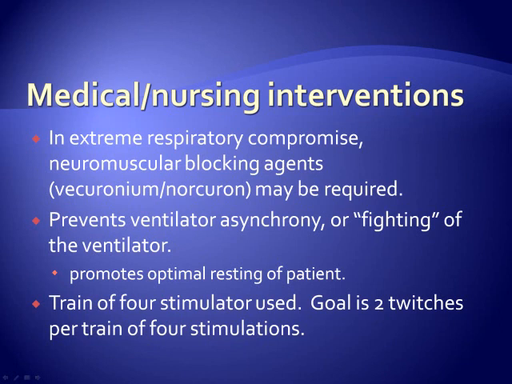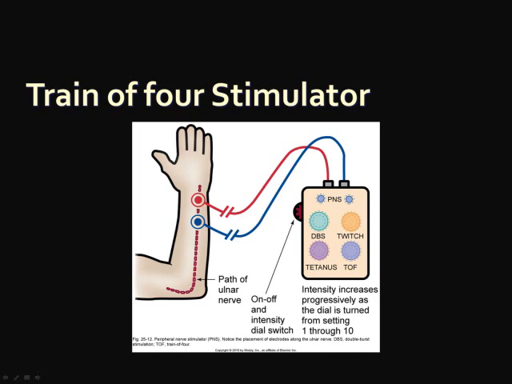In order to make sure that our neuromuscular agent is doing enough, but not too much, we're going to use a train of 4 stimulator. The train of 4 stimulator is placed on the patient's forearm in the path of the ulnar nerve. This little device here just provides electrical shock, and it's going to stimulate the nerve, causing muscle spasm.